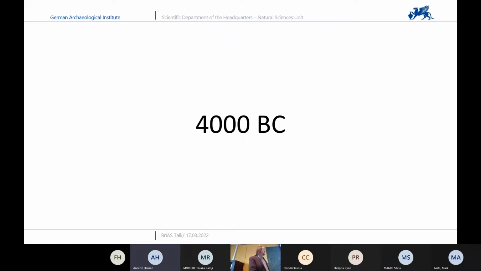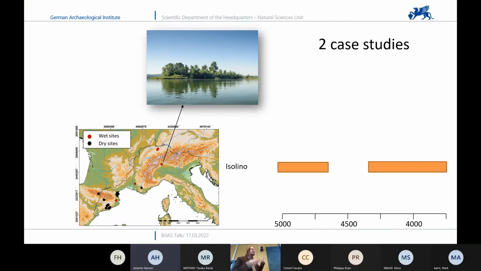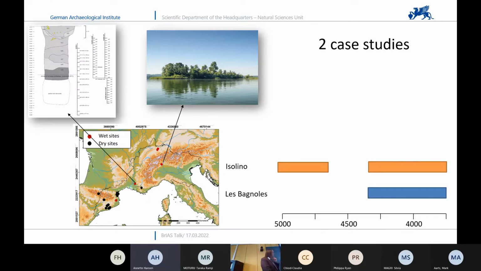In 4000 BC, we have a different pattern. We have this opposite change from naked wheat to glume wheats. And we have two case studies that, by chance, it was not planned, cover this period. One is Isolino di Varese. This is a beautiful little island in Lake Varese, northern Italy.